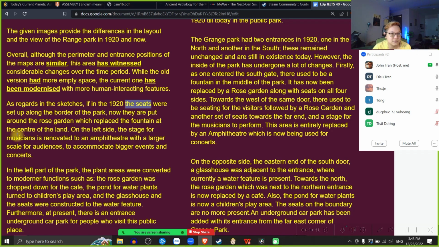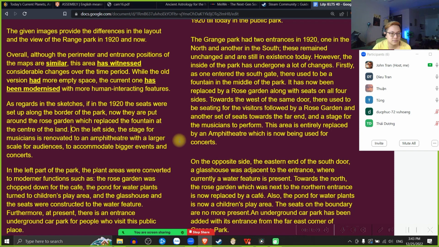Now they are put. You can say they are put or they have been put is fine. Around the rose garden. This is a defining relative clause. Good. It modifies the words rose garden right before it.